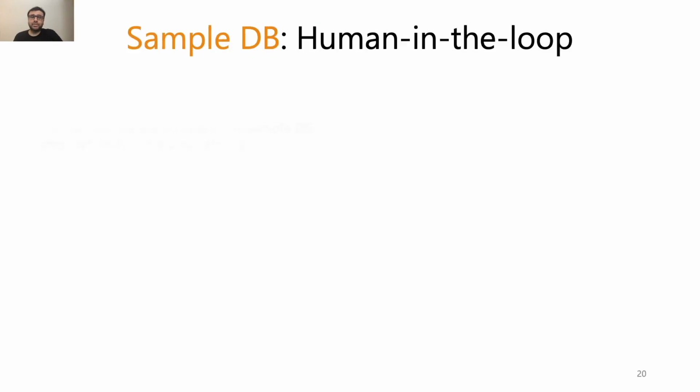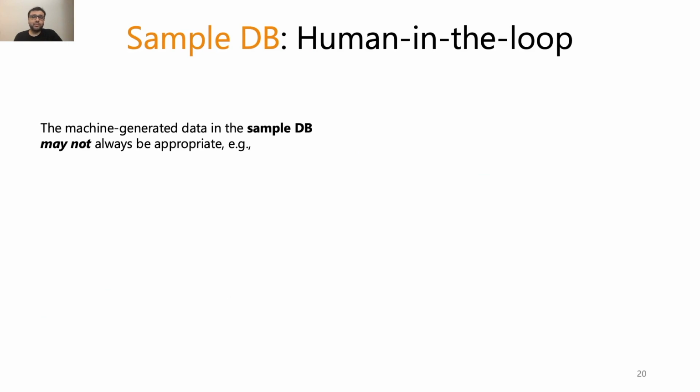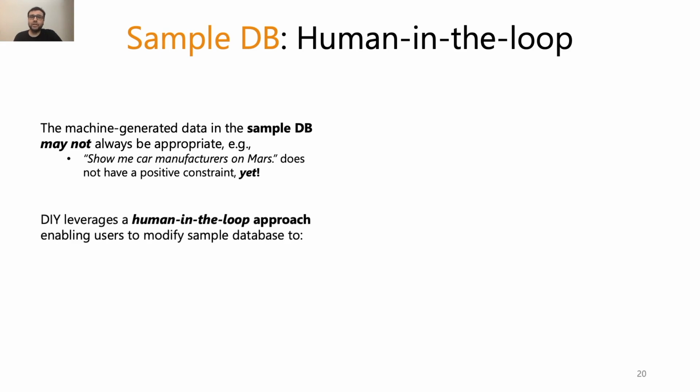Now, sometimes the DIY-generated sample database may not always be effective. For example, show me car manufacturers on Mars does not have a non-empty result set yet. In such cases, DIY leverages a human-in-the-loop approach, where users can directly modify the data in the sample database to either create a more appropriate data sample or debug the system strategy using different what-if scenarios.